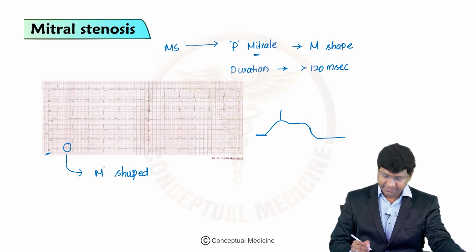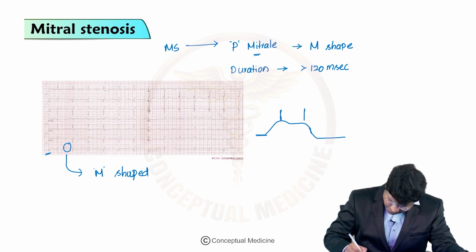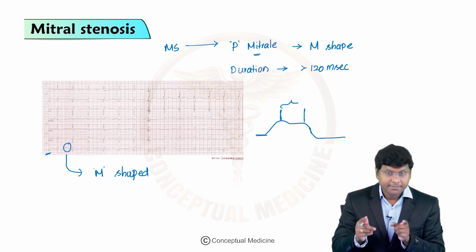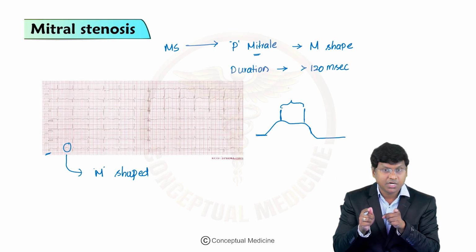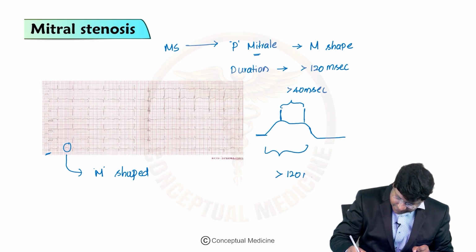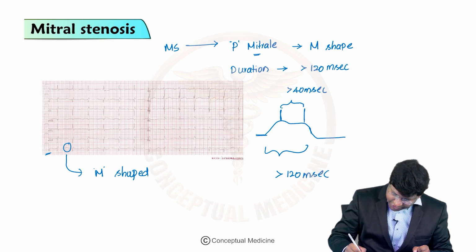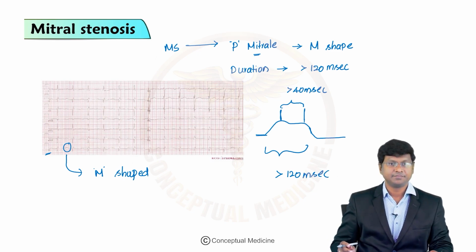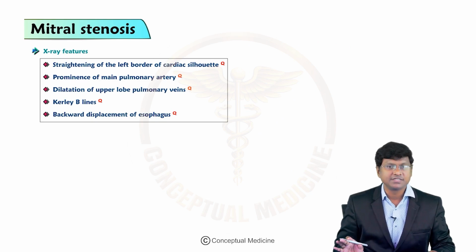Right, this is how the P wave will be. Now the distance, or the duration between the two humps, should be more than or equal to 40 milliseconds. And this total duration should be more than 120 milliseconds. So this we call the P mitrale, which is seen in patients with mitral stenosis.